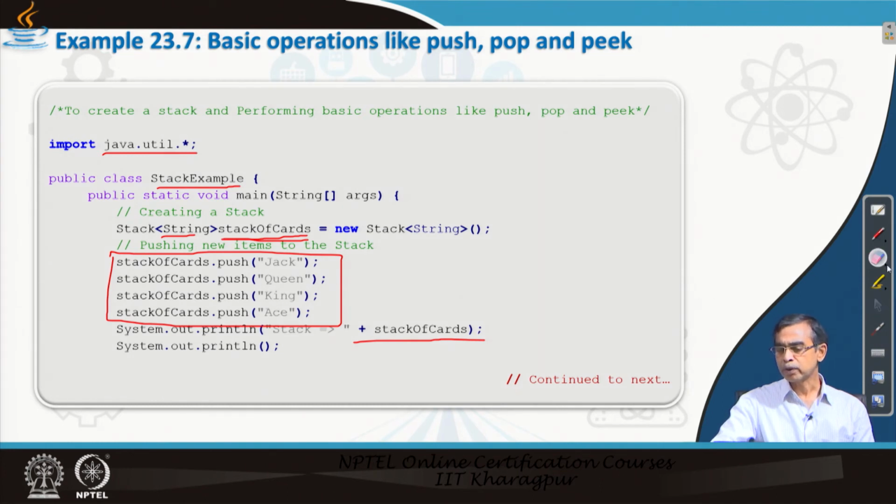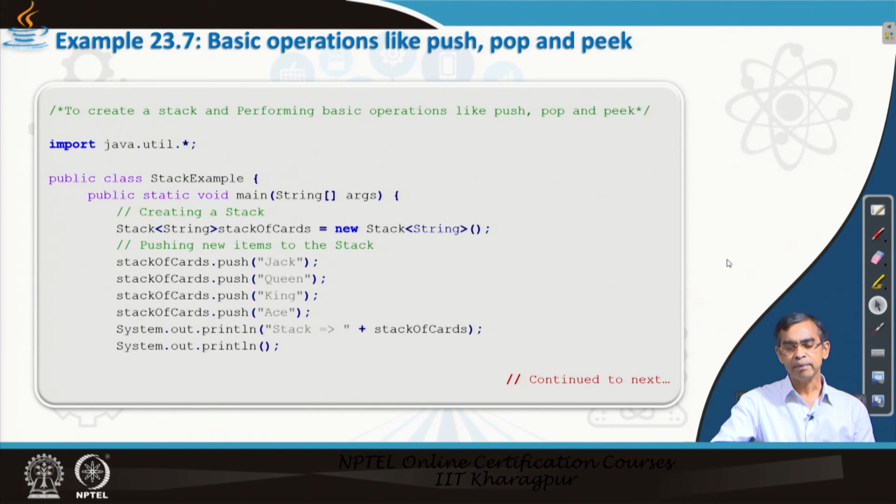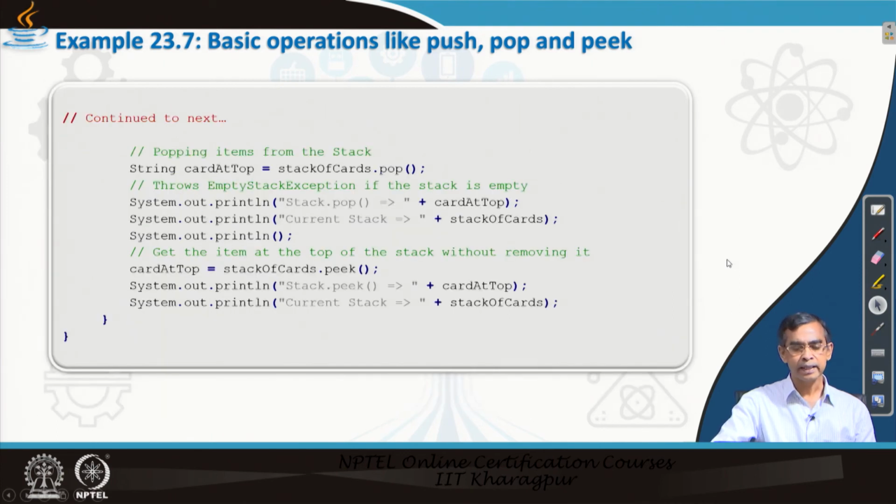Now let us continue this program to learn a few more things, giving it a little bit of shape, like adding, removing, and so on. Here I see stack of cars pop, you can understand what it will do. The topmost element will be deleted and then printed. The pop operation will return the car at top, and you can print that here. And then the current stack is basically the remaining elements after deletion, which you can print.